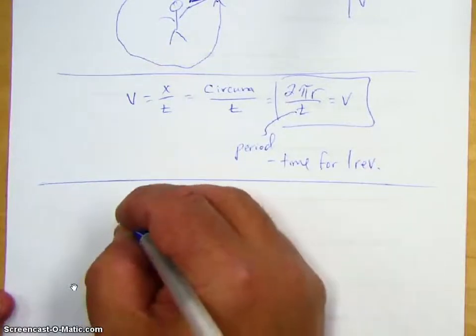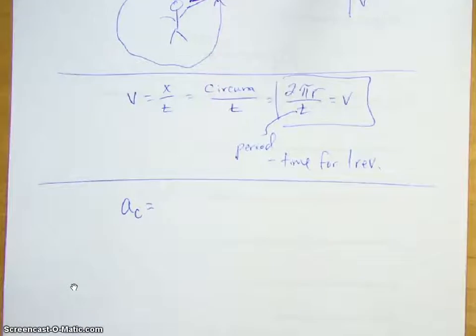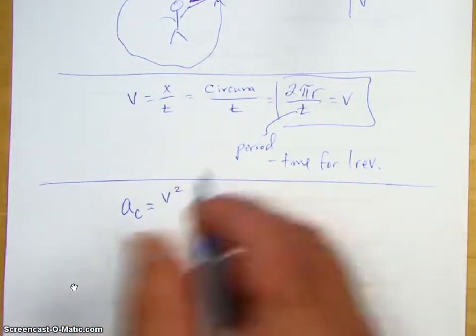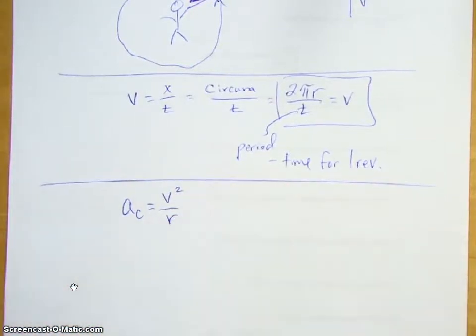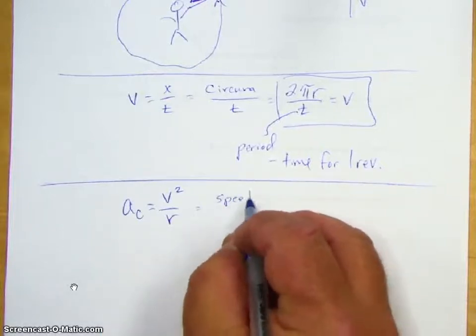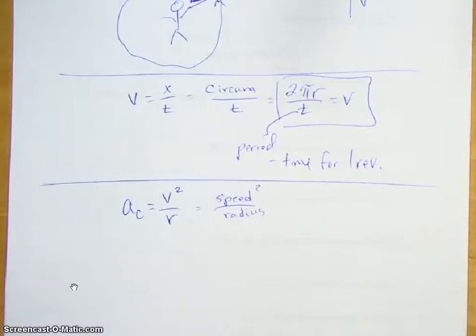Now the other thing we're going to calculate is centripetal acceleration. Now there's a derivation of this that's out there, and feel free to look it up. I'm more concerned with using it than deriving it. It says centripetal acceleration is equal to v squared divided by r. So in other words, it's speed squared divided by radius. So it's the speed at which you're moving.